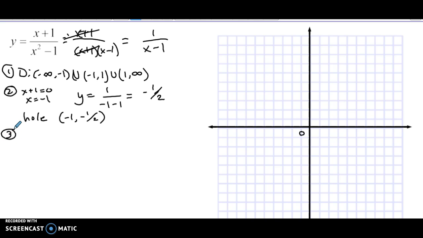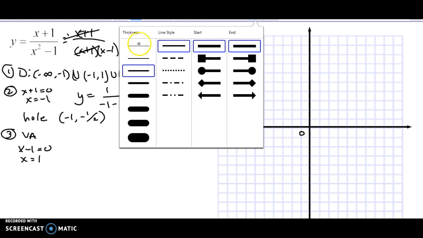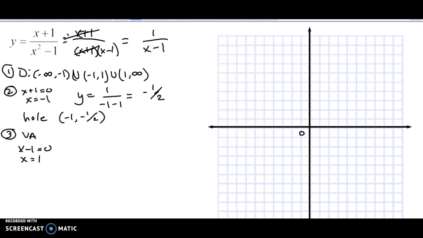Part 3 says to identify exactly what your vertical asymptotes are. So for vertical asymptotes, we set the denominator equal to 0, and now we're focusing only on the part that's simplified. So we have x minus 1 equals 0. That tells us that x equals positive 1 is our vertical asymptote. So I'm going to go ahead and graph that one. And so at positive 1 is our vertical asymptote.